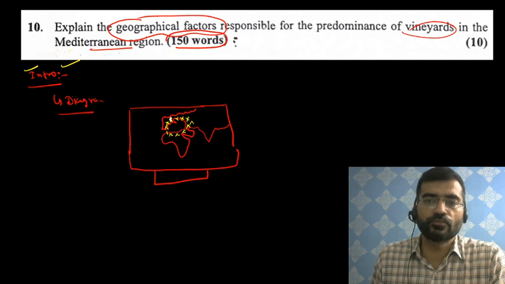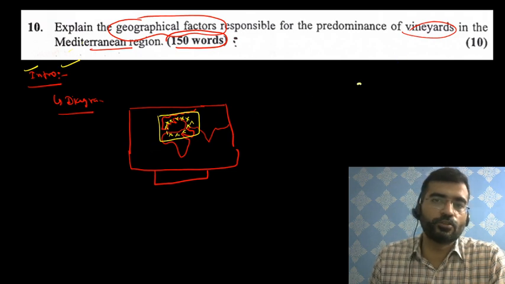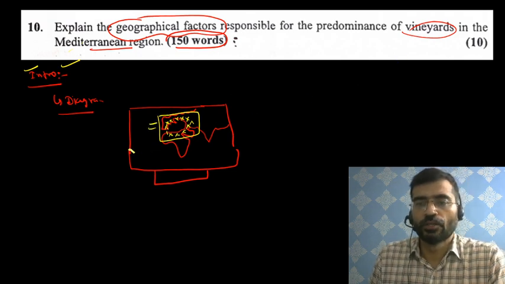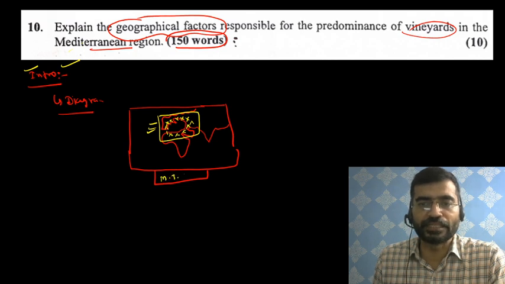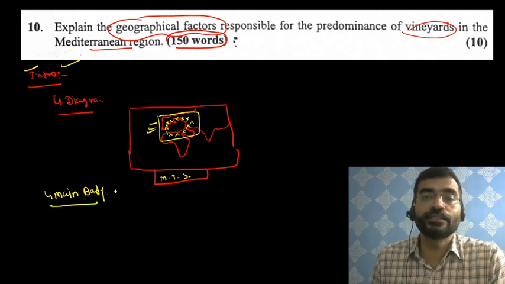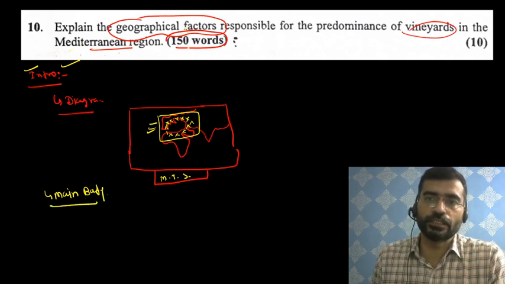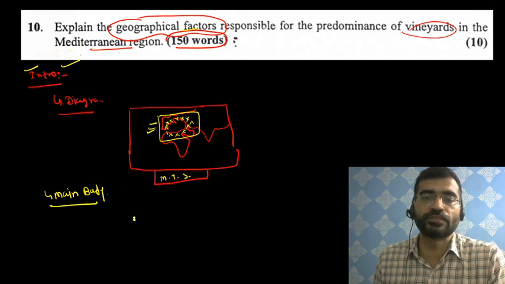That is the surrounding area, and that is known as the vineyard of the world. So you may draw this way and write here the area of the Mediterranean Sea. Now this time for main body. For the main body, you need to keep in mind the key concern of the question. The key concern is quite obvious: geographical factors.